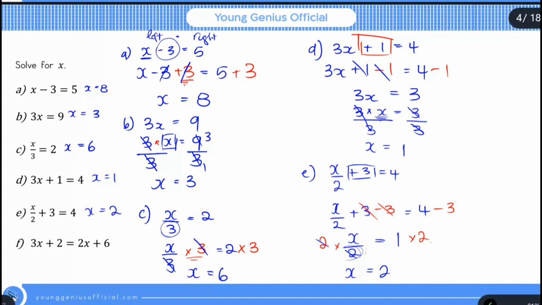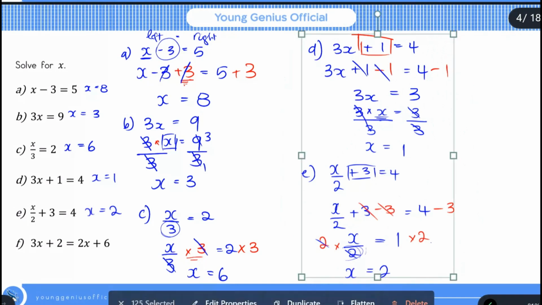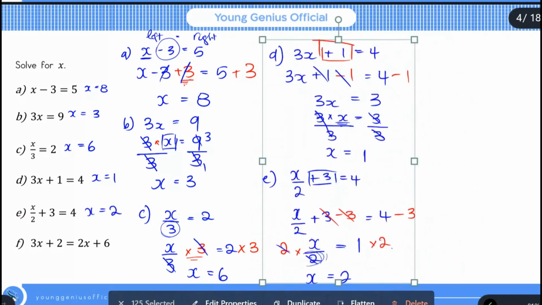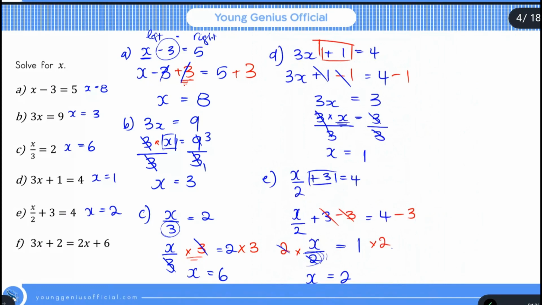Okay, let's try the final equation. Let's see if I can make some space for myself. Hope I don't move these too close. Doesn't really matter. So f, we have 3x plus 2 is equal to 2x plus 6.